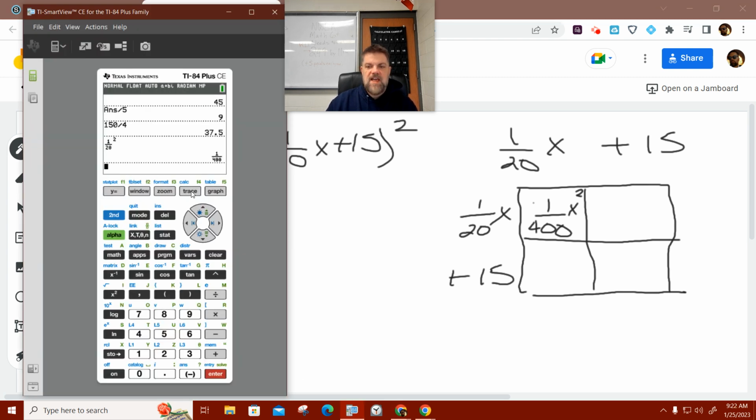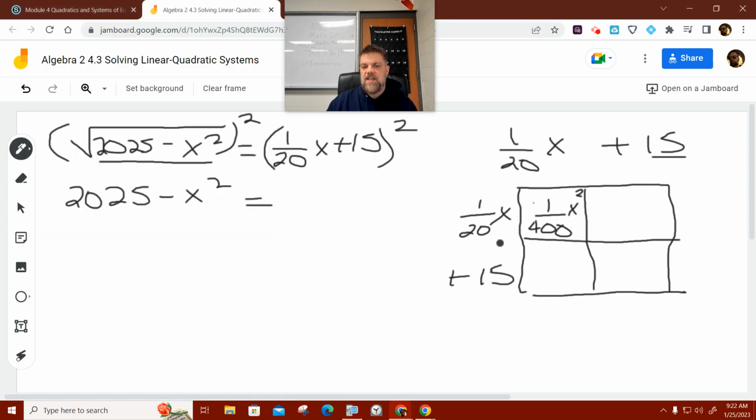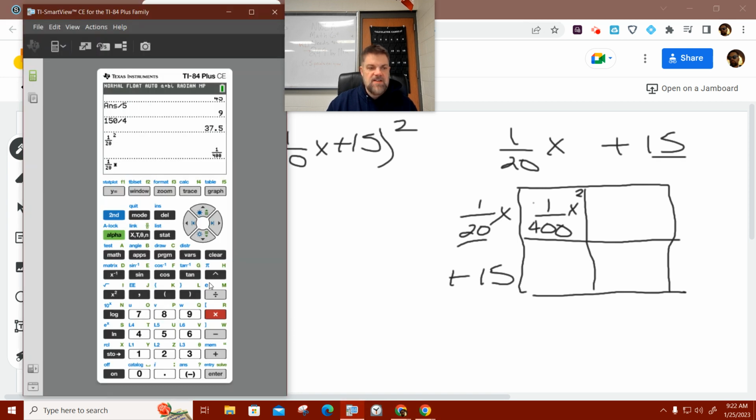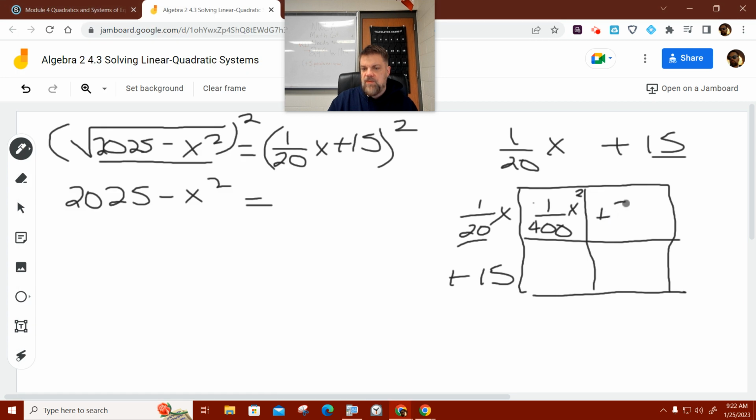I'm going to hit math. I'm going to go to fraction. And I'm going to say 1 over 20 times, whoops, I got to remember to hit the right cursor to get out from under the fraction, times 15. So I'm multiplying 15 times 1 over 20x. So I'm going to do the coefficients, or the numbers, and it's 3/4. So this is a positive 3/4 x.